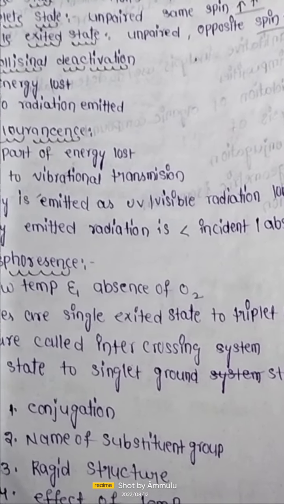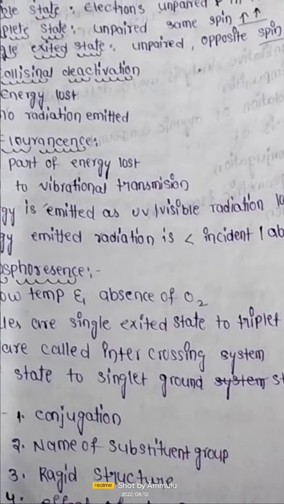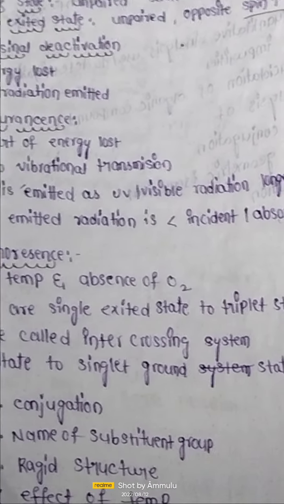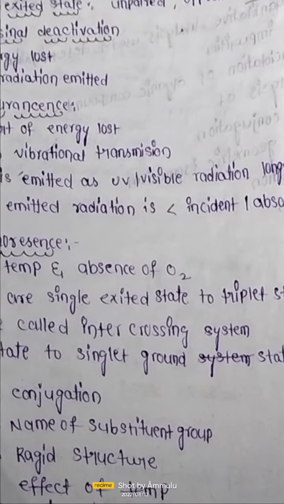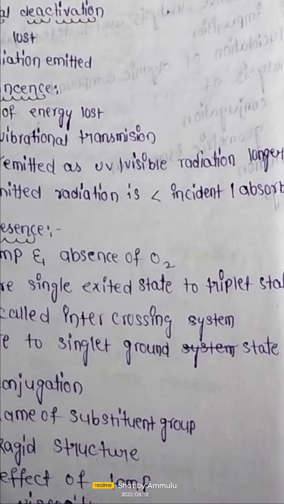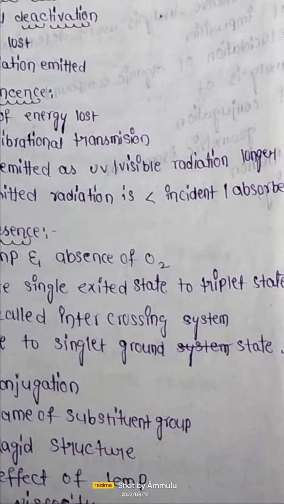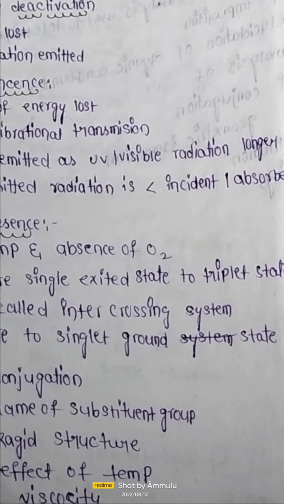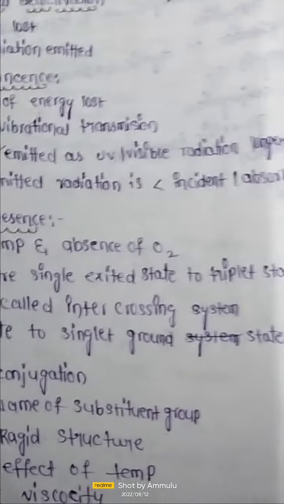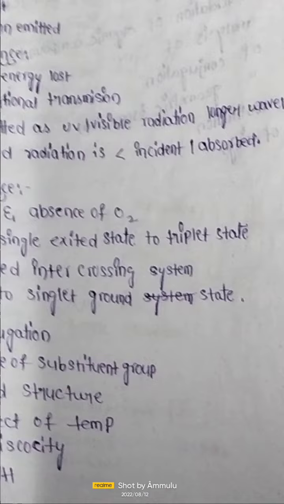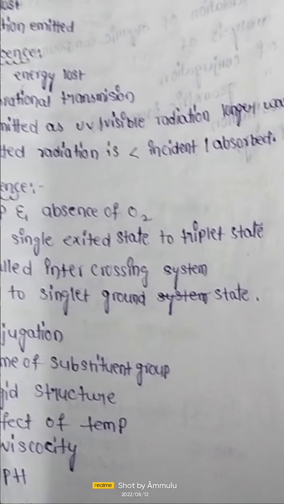lost in fluorimetry, and energy is emitted as ultraviolet visible radiation of longer wavelength, and the emitted radiation is greater than the incident absorbed light. The fluorescence and phosphorescence occur in fluorimetry. Here comes the phosphorescence.